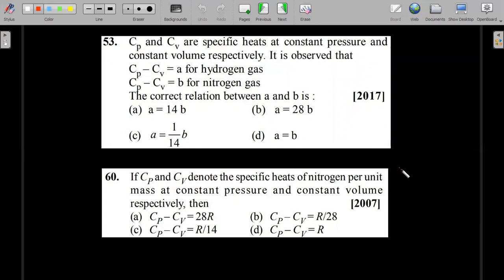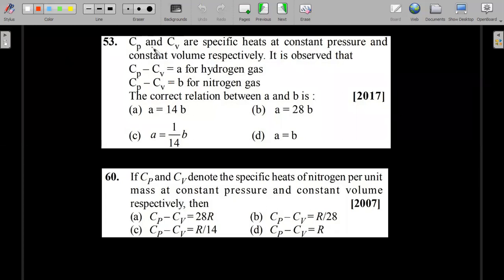Another question again, a decade gap, and they have repeated. There are quite a few questions on this context. They have repeated this question even in JEE Advanced in one of the papers. And okay, so Cp and Cv are specified at constant pressure.